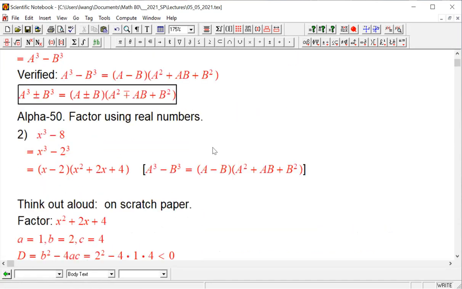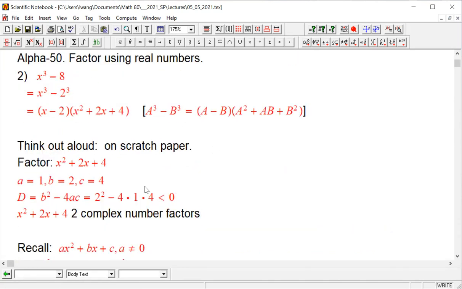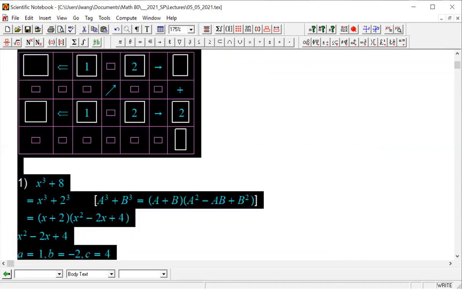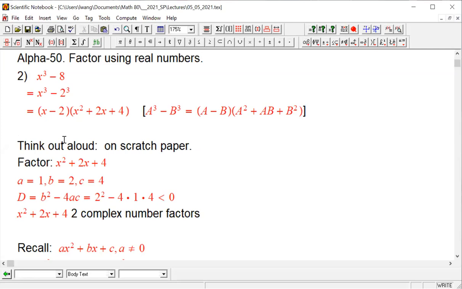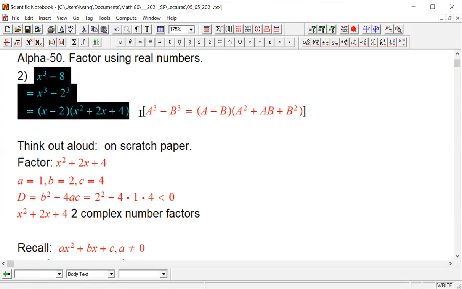And we want real number factors. So all of these thoughts and work must be considered before you end your work. Okay, so now with all these said and done, how much work do you need to show? In fact, for this particular question, this is how much work you need to show.